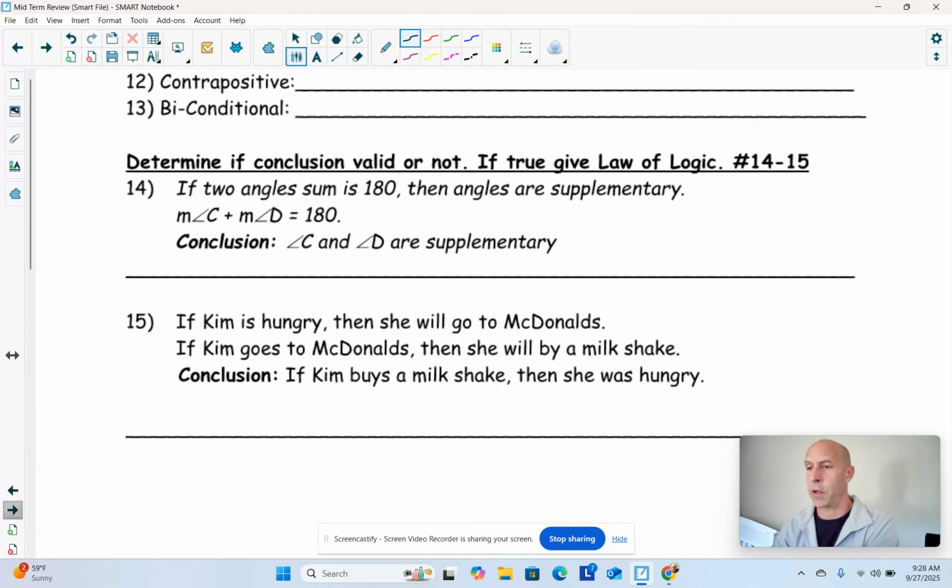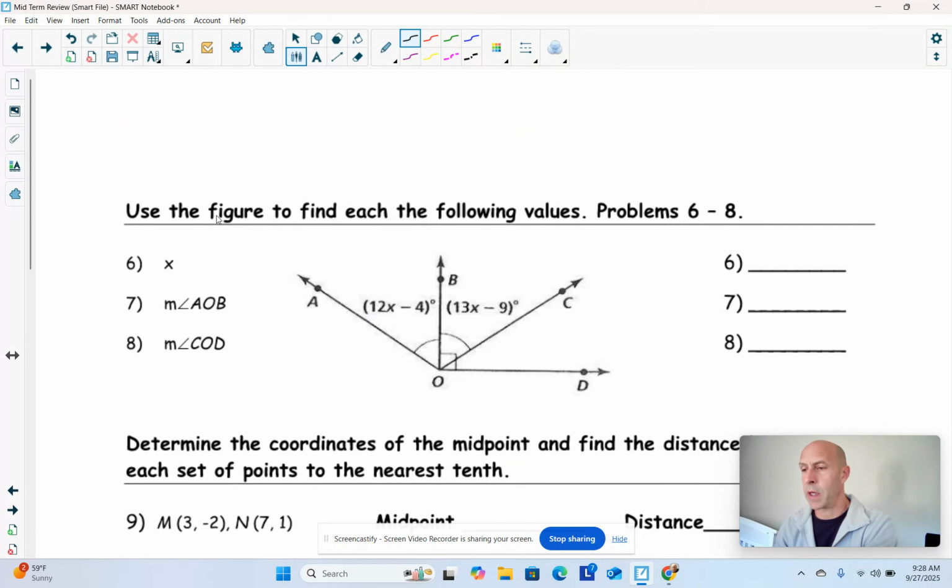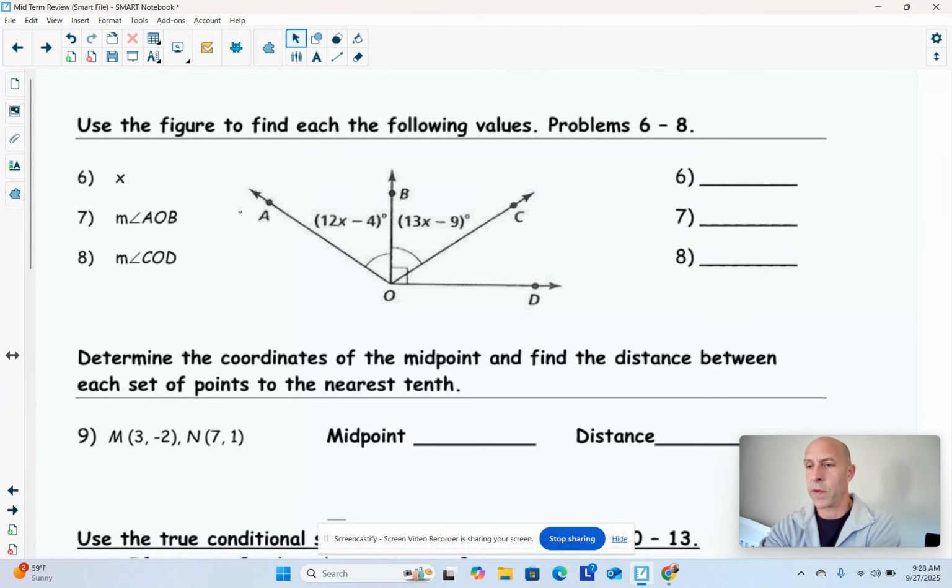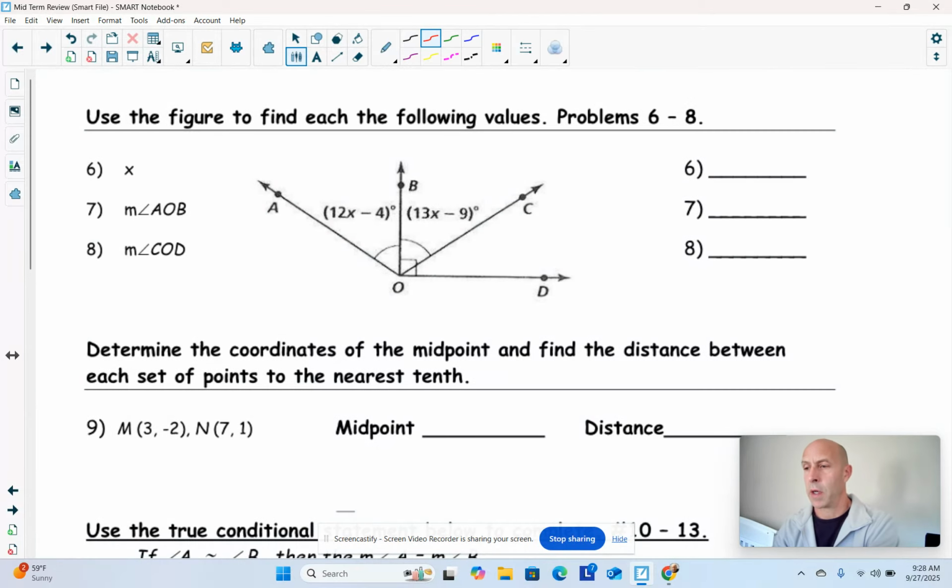Let's go ahead and look at page 2. I'm going to scroll back up here to the top, and we'll look at this first piece on page 2. Here we see that we've got this mark here and this mark here. That means that those 2 angles are congruent. So that means that 12x minus 4 has to equal 13x minus 9. And so we're going to solve that equation to figure out what x is. And so the answer for x is going to go up here for number 6.